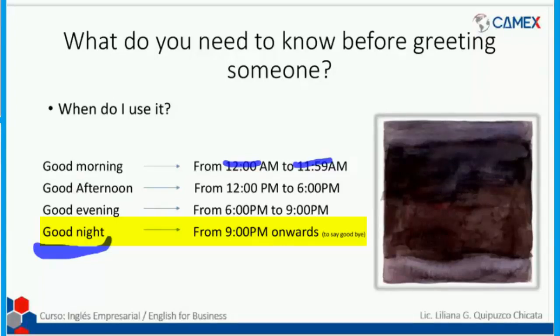Good night is especially from 9 p.m. onwards until midnight, before midnight. But it is especially to say goodbye. You don't enter a place and say good night as a greeting. You just say it as a goodbye. You understand? So next, okay, perfect.